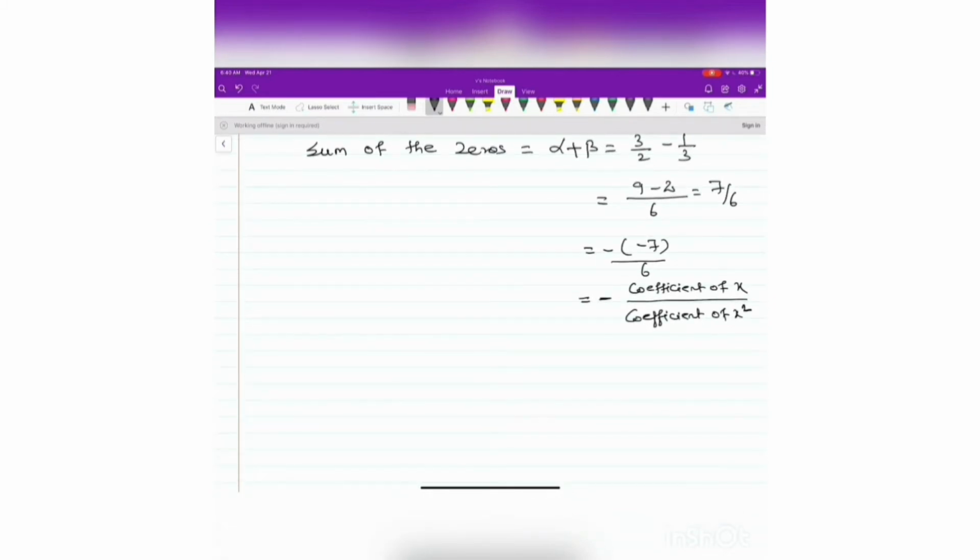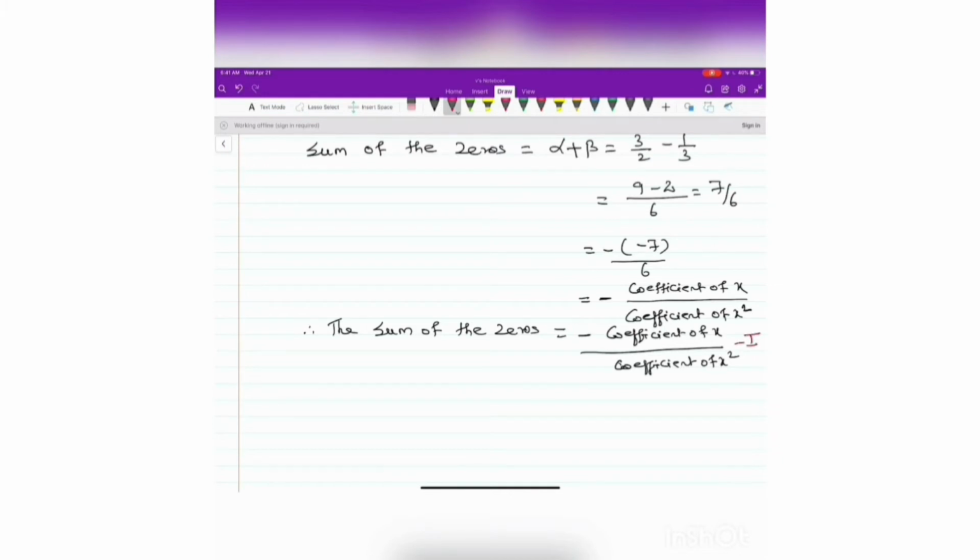Sum of the zeros should be equal to minus b by a, or minus coefficient of x by coefficient of x square. So now we got, therefore, the sum of the zeros equal to minus coefficient of x by coefficient of x square. Let me write this result as 1.